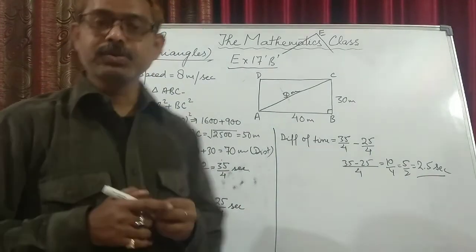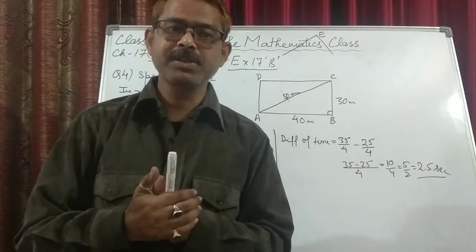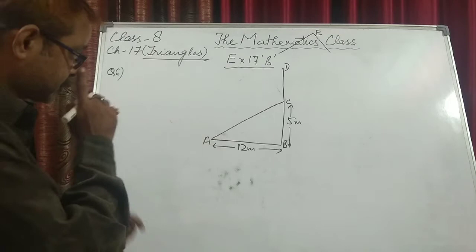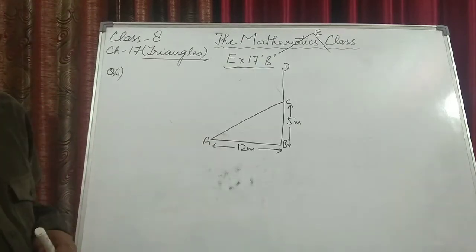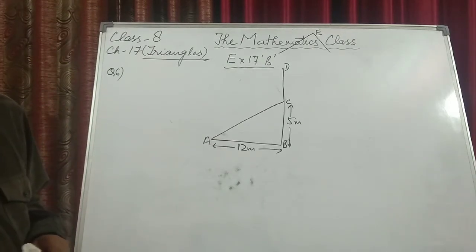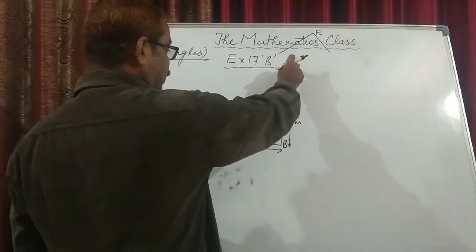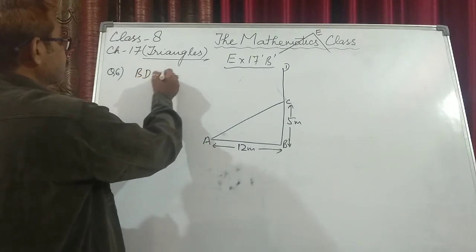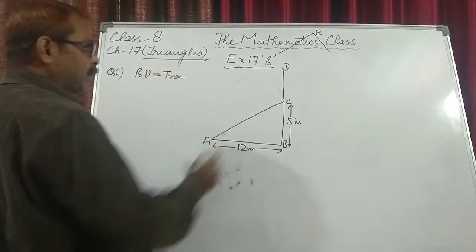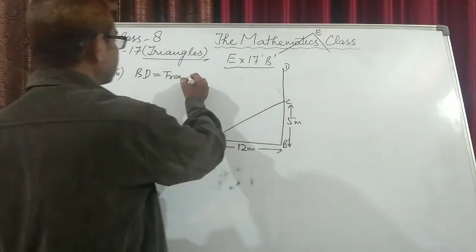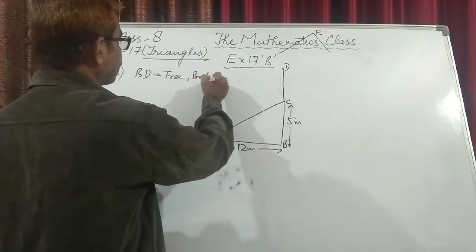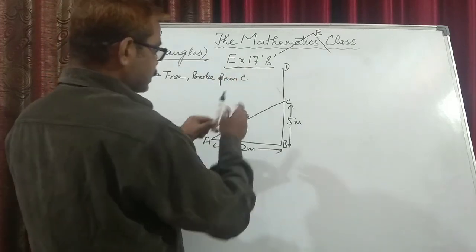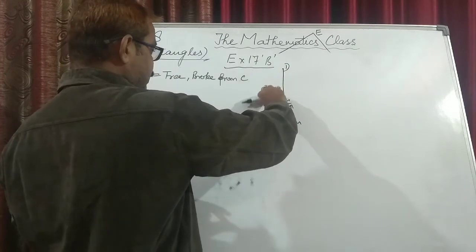Now we move on to the next question, that is question number 6. Now question number 6 is again a kind of situation. They say that, I'll read out the question: a tree is broken by the wind as shown in figure. Means this is the total tree, BD is the tree. What is given? BD was the tree initially, but it broke from point C.